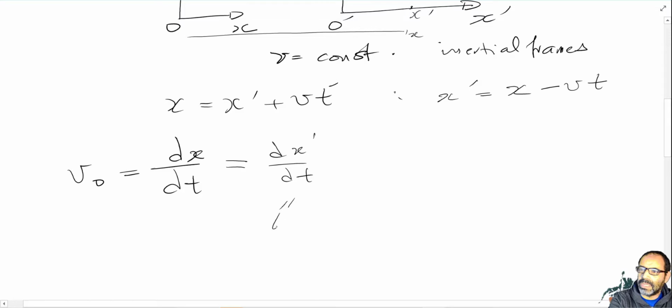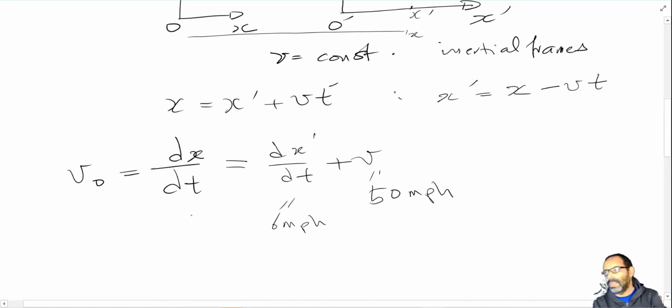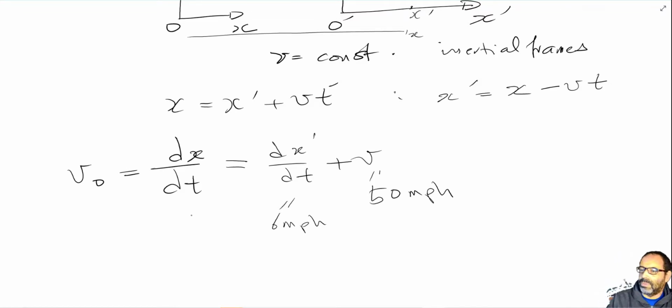So this will be my 6 miles per hour, the example I gave earlier, plus the derivative of vt with respect to t or t prime, which is going to be v, and that in my example was the 50 miles per hour. Hence the observer sitting in the station sees the train coming with 50 miles per hour, but the jogger actually is running faster ahead of the train by 6 miles per hour in addition, so 56 miles per hour. So that's the notion that we have in there.